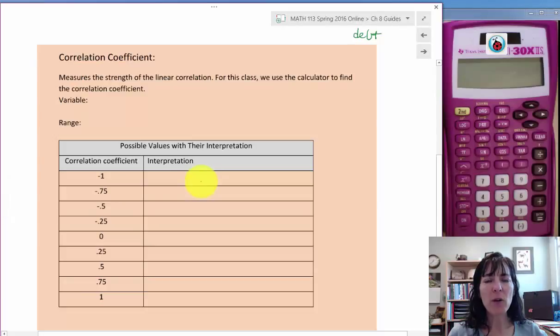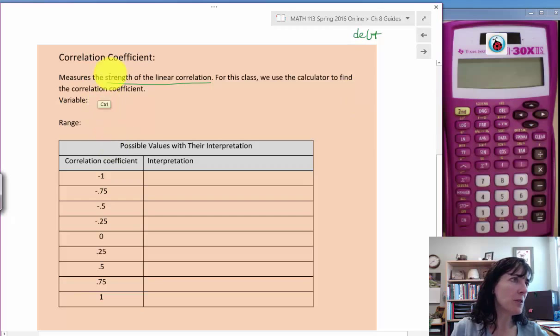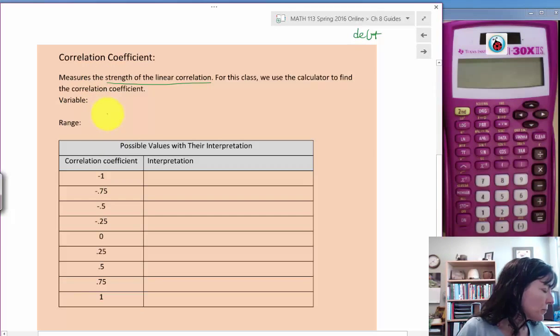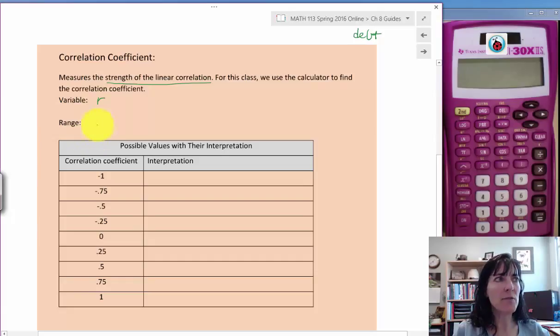We have a thing that we call a correlation coefficient. And what that is, is a measure of how strong our correlation is. And we'll use a calculator in this class to find that correlation coefficient, and its variable is r. And the values that r can have go from -1 to +1.